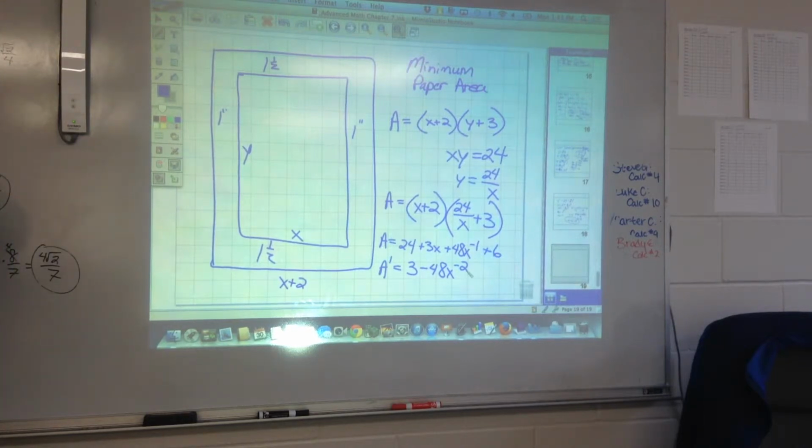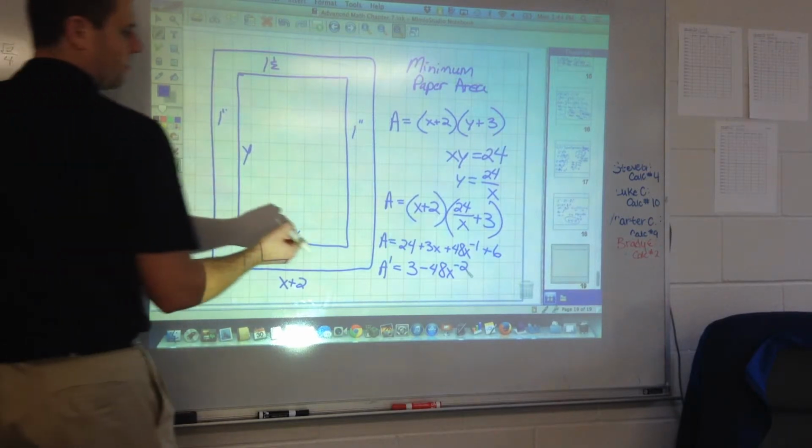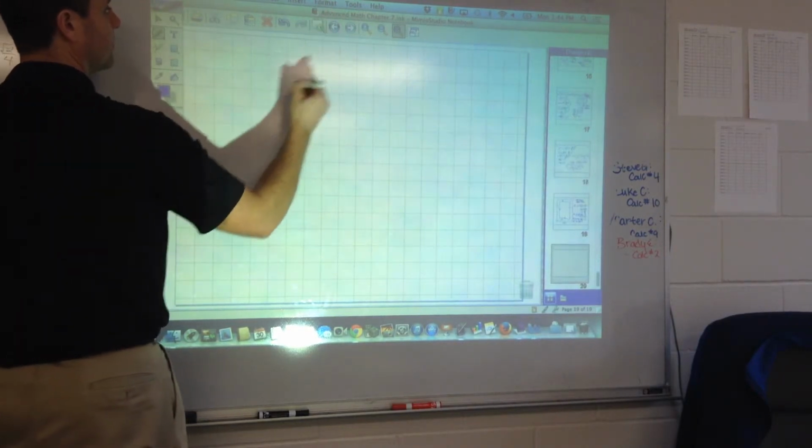Since we're setting it equal to 0, they're common denominators, so can we just go off the top and ignore the bottom part, and then make sure that it works for the bottom part? Or is there an easier way? 3 minus 48x to the negative 2.